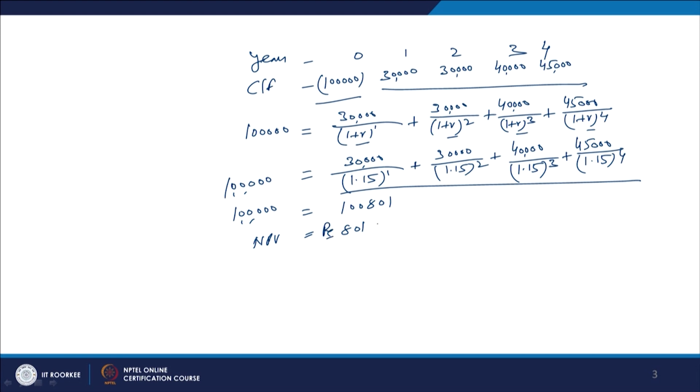which is greater than 0. In this case it means NPV is positive, greater than 0, it means this discount rate of 15% will not do. Since the NPV is positive, it is 801, positive, not 0. So in this case, what we have to do is reduce the NPV value from 801 to 0, we have to increase the discount rate.